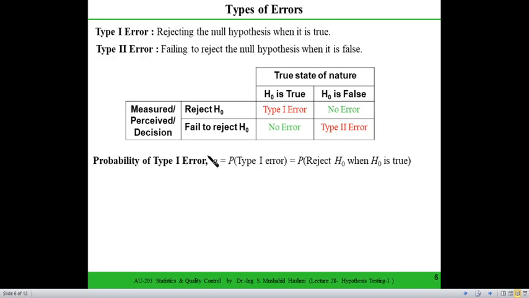the Greek letter alpha to represent the type 1 error. So alpha is just a probability.